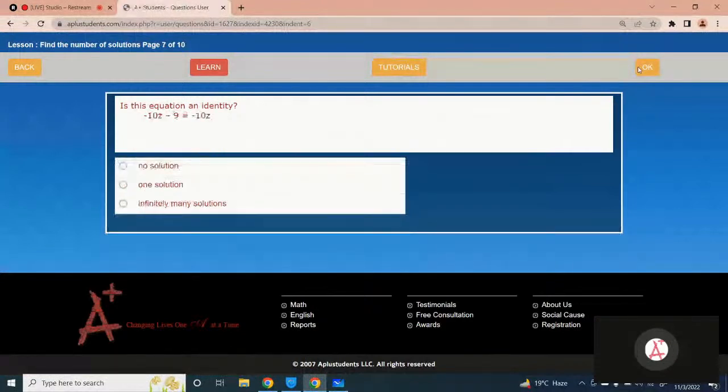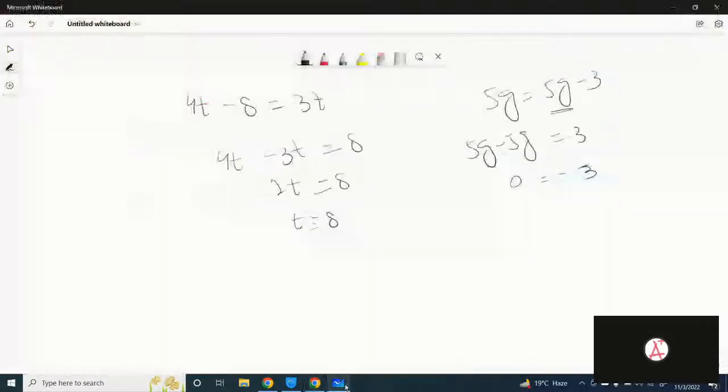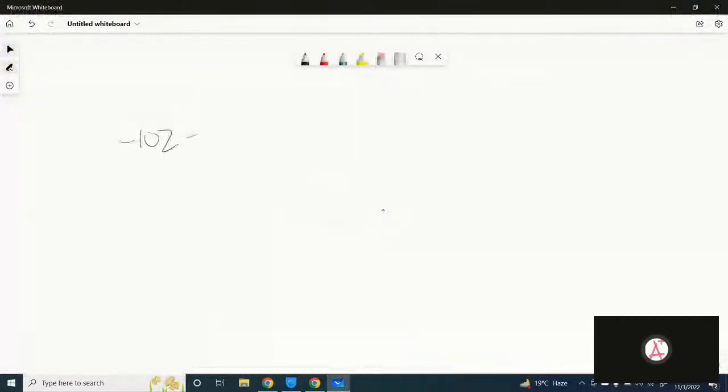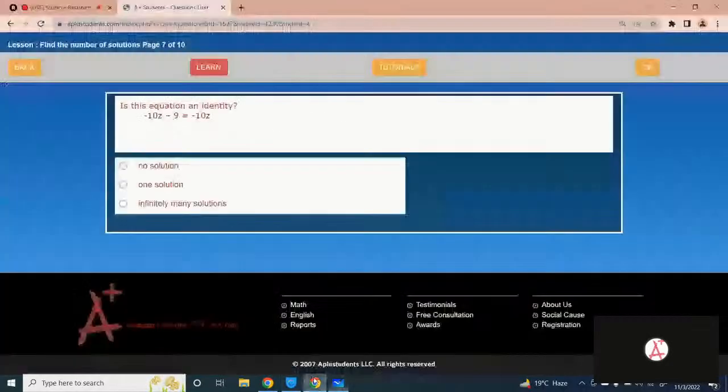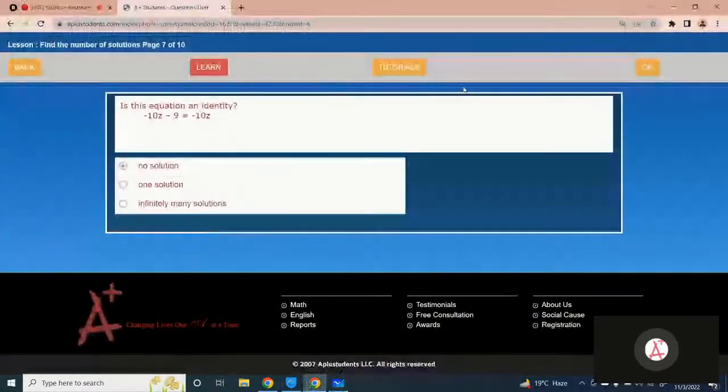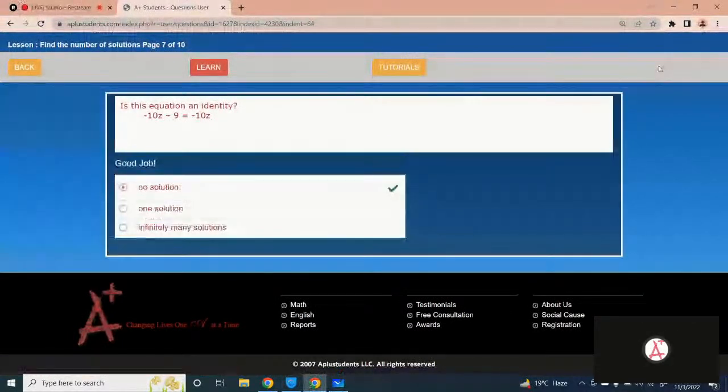Okay, is this equation an identity? So move that negative z to the other side, so it would be negative 10z minus 9 equals negative 10z. Let me just confirm. Yes, it is. Okay. Shift that negative 10z to the other side, it would be negative 10z and plus 10z. So it makes 0. 0 equals negative 9. That means the equation has no solution. Got it? Just select the correct option and click on the OK button.